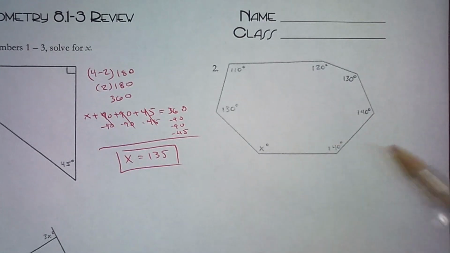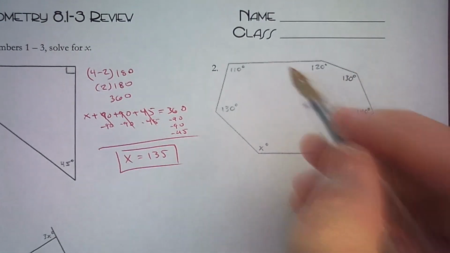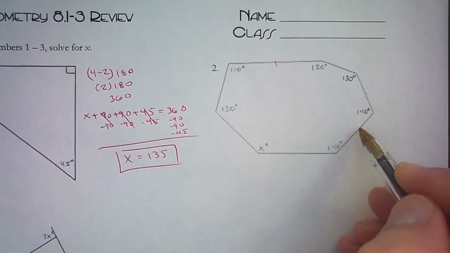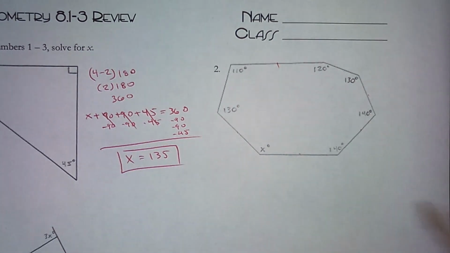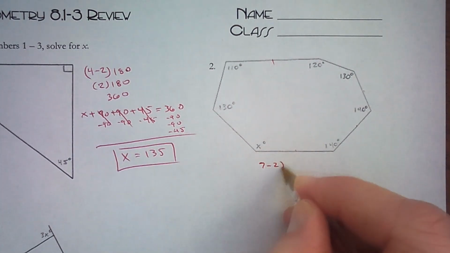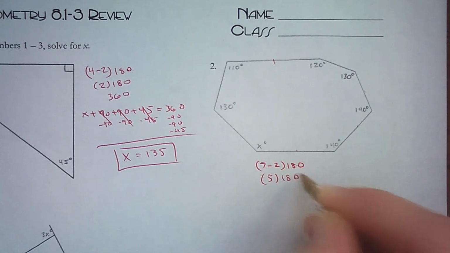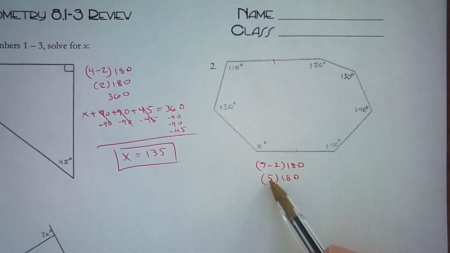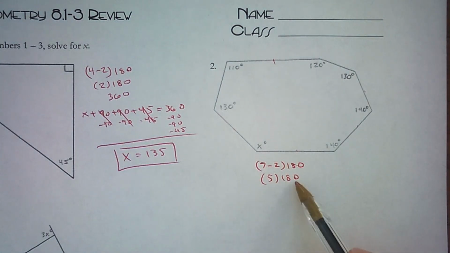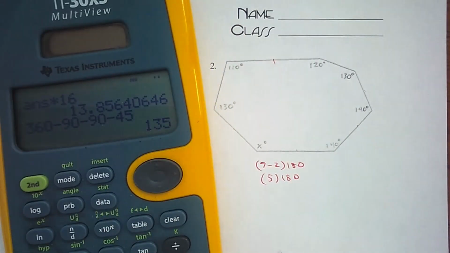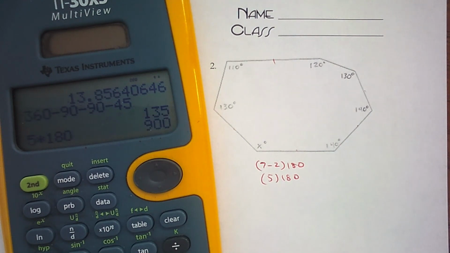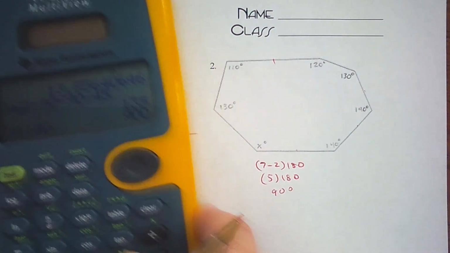Okay, our next one, first we need to count the sides. So we've got 1, 2, 3, 4, 5, 6, 7 sides. So we'll do 7 minus 2 times 180, so that's 5 times 180. Okay, so we'd be able to triangulate this into 5 triangles at 180 degrees each. 5 times 180 is 900. So there's a total of 900 degrees.